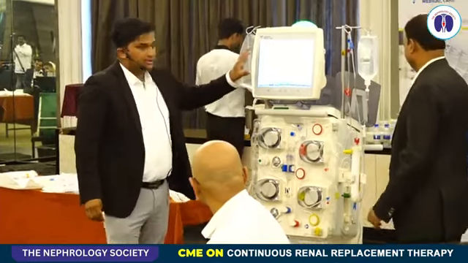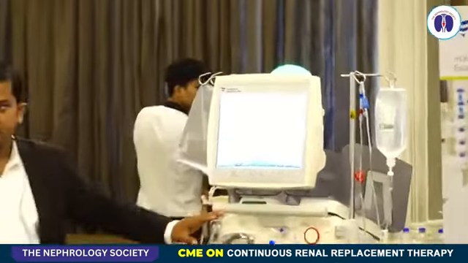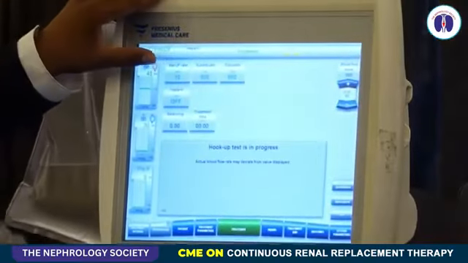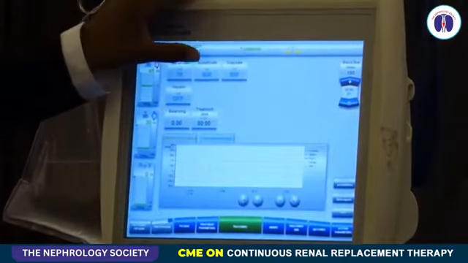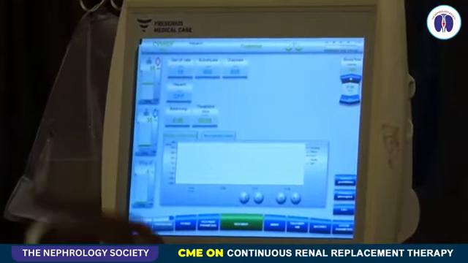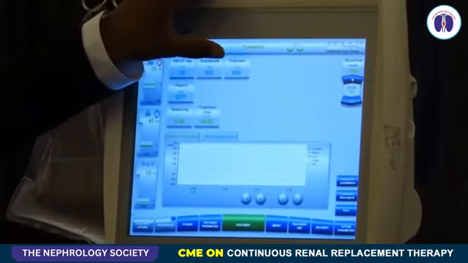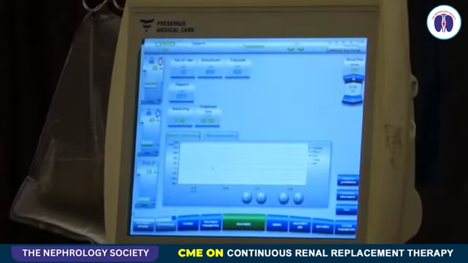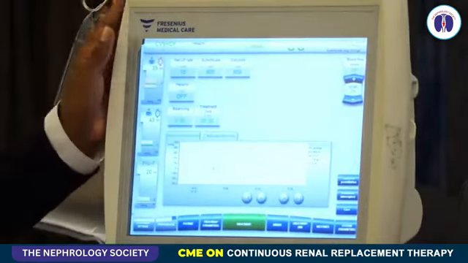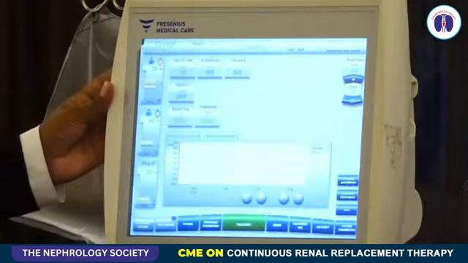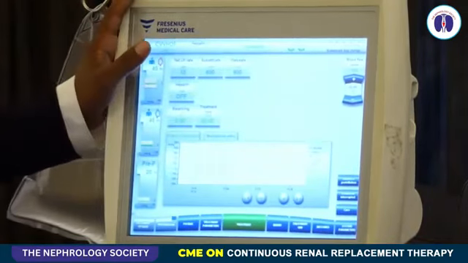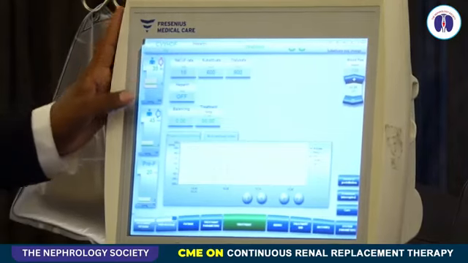So the machine has now been prepared. We have taken the machine into treatment mode. As far as the parameters are concerned, we have set 10 ml per hour of ultrafiltration, 600 ml substitute, which we have kept as pre-dilution, and 600 ml as the rate of dialysate. I am considering this patient has a low body weight. That is the reason: 6 plus 6 plus 10, a 1210 ml per hour effluent rate we are giving.